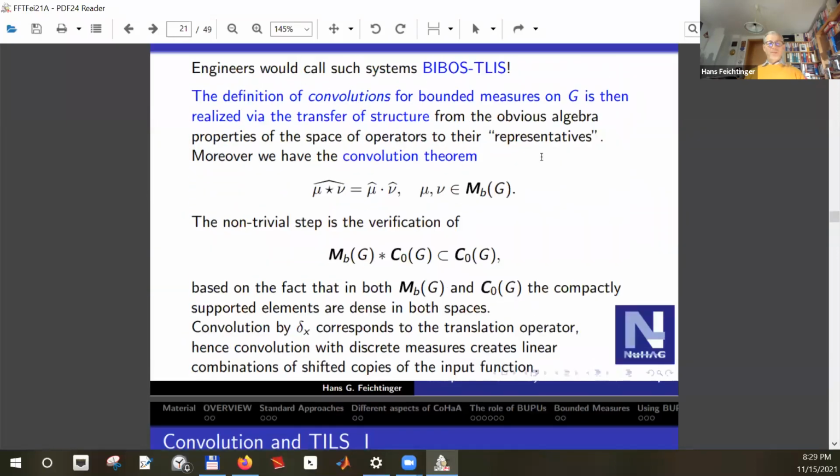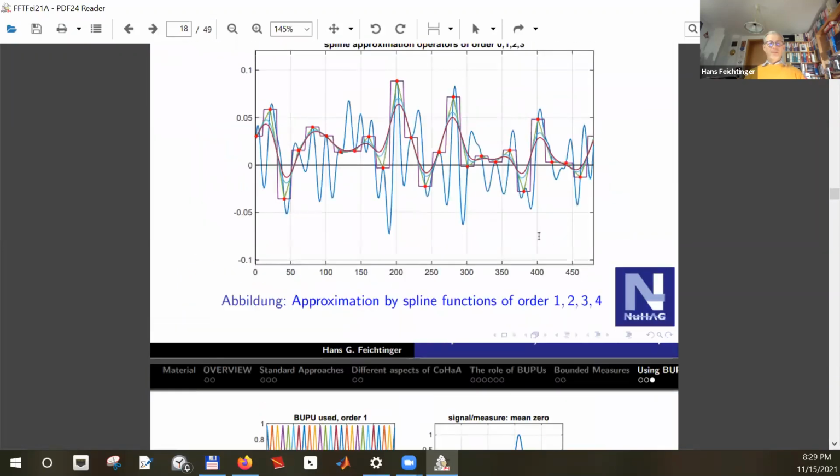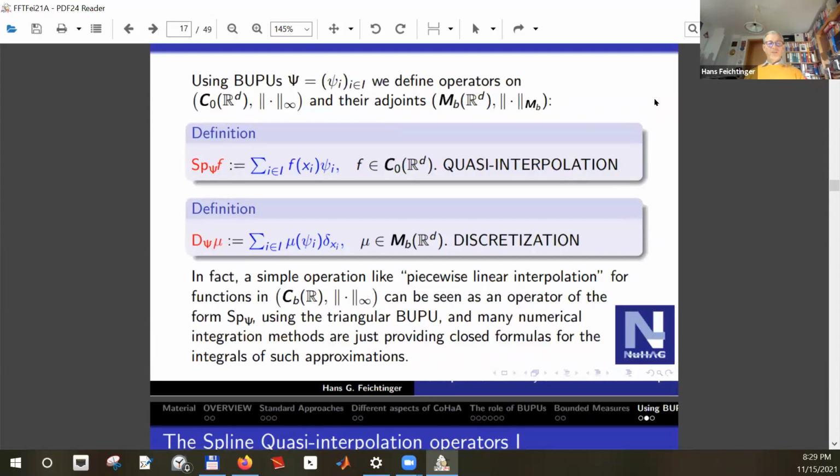Now I'm jumping back, and I'm sorry for this. What I'm showing you next is two operators which I associate with each such partition of unity. One is the spline quasi-interpolation operator, and the other is the discretization operator. The first thing would be, just think you're giving me a function by providing samples at the points of a regular lattice, and then if I take the triangular partition of unity, I'm doing piecewise linear interpolation of the data at the lattice points. Now we know, or we see quickly, that this is a non-expansive operator. The maximum of the spline interpolation is not bigger than the original one. And therefore also the dual operator, which turns out, if you do it correctly, is of this form, is also non-expansive.